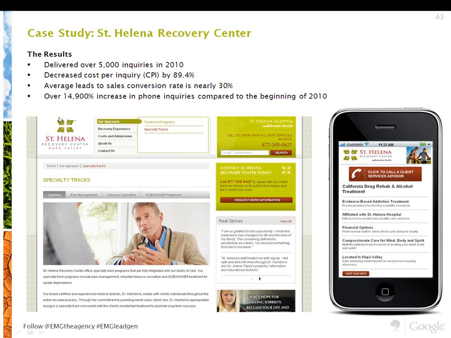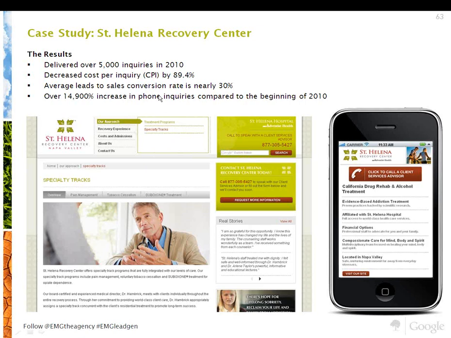And what we found was we delivered over a 5,000 increase in 2010. It's a huge increase from what they were getting previously, and this is solely from online. We also decreased our cost per inquiry from the beginning of 2010 to the end. I can't reveal the exact cost, but we decreased it by over 89%. Initially, their keywords cost a lot because their quality score was a little lower, since it was their first time entering the space. But through time, we managed to decrease that cost per inquiry.